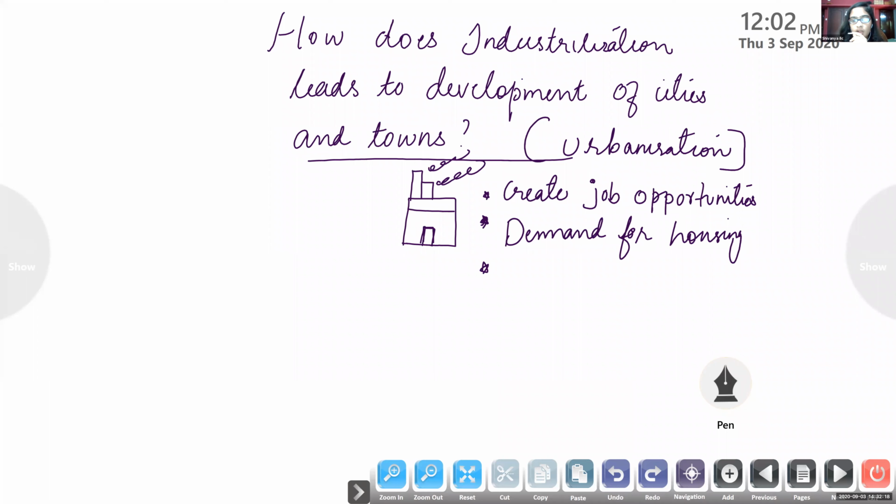Then, ma'am, when an industry is set up, based on its raw material, new shops will come to meet the needs of the labor and their families. Right. Very good. And transportation will be improved. Yes, road transportation will be improved. Very good.